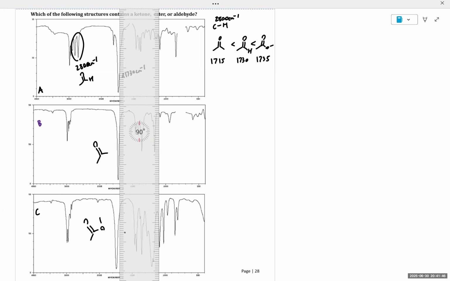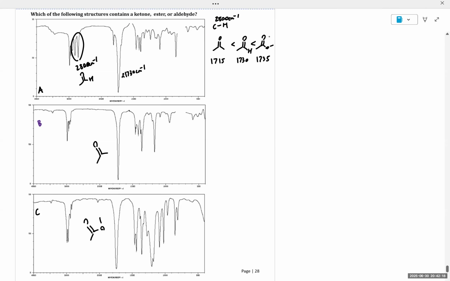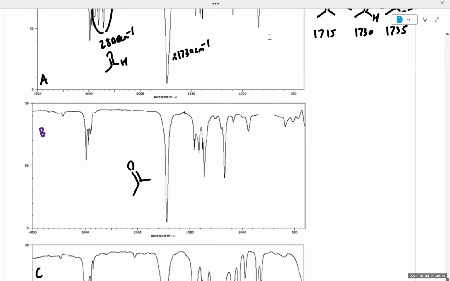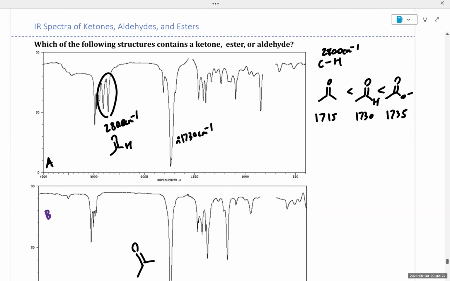One thing that makes differentiating between ketones, esters, and aldehydes relatively difficult is that the absorbance values are pretty close. In this case, the way that I differentiated the aldehyde from the ketone and the ester is the presence of these very sharp CH absorbance values that are only present in the aldehyde. Okay, so with that, we were able to differentiate between a compound containing a ketone, an ester, and an aldehyde.